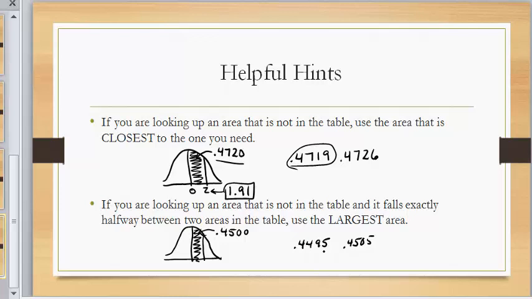In that case, we are told to use the larger. There's no reason other than the fact that at some point a statistician decided that's what we would do. All right, so .4505 corresponds to a z-score of 1.65. And that would be our answer in this case.